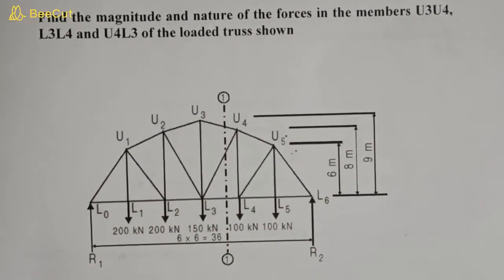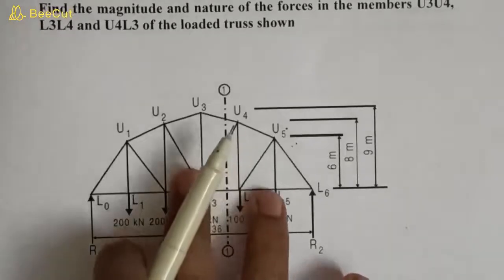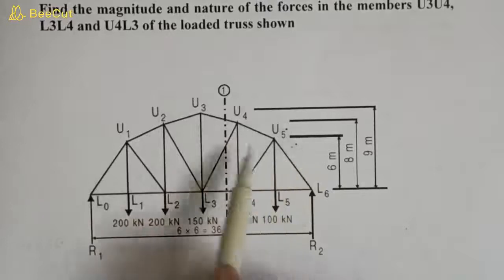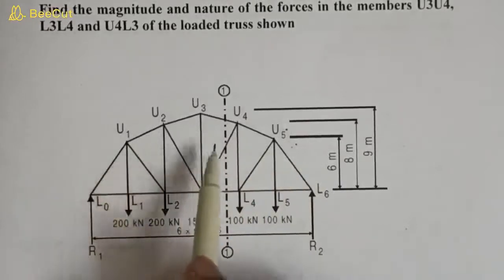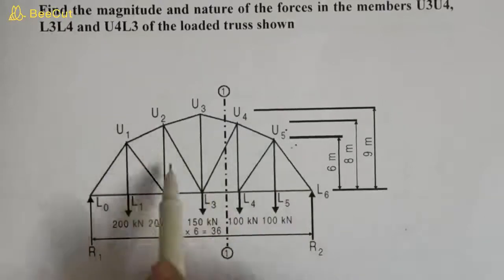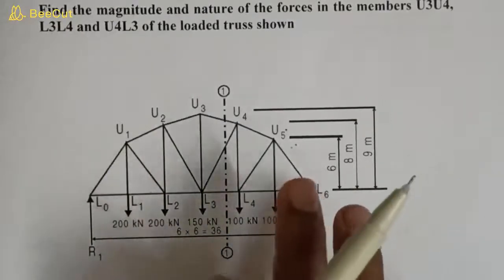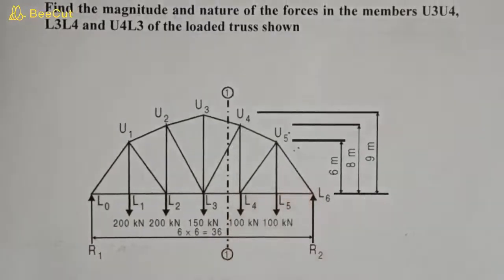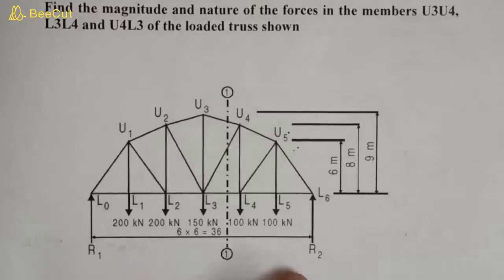Now to solve this, we have to divide this truss into two parts. First one is the right hand side of this truss and second one is the left hand side of the truss. You can consider any part, either left hand side or right hand side, and it will be in equilibrium, so you can find the forces. But first of all, let's find the reaction forces R1 and R2 in this truss.